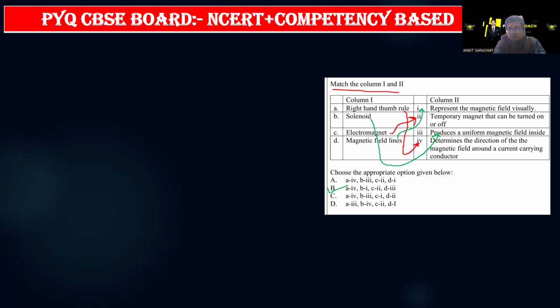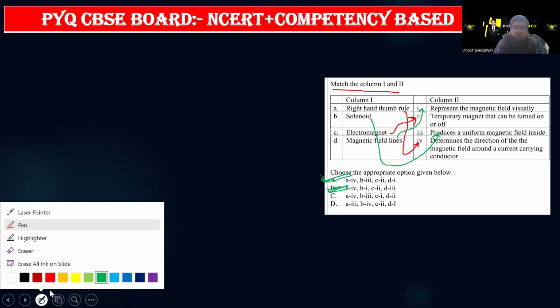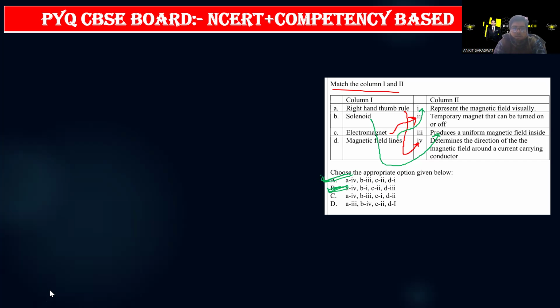Okay, one minute. Solenoid, B third. B third, not B. Option B third. It means either A or C. So B third is here. C second, C one. So C second. Okay, C second means option A is correct. Clear? Understood? For C, it is second. For D, it is 1.